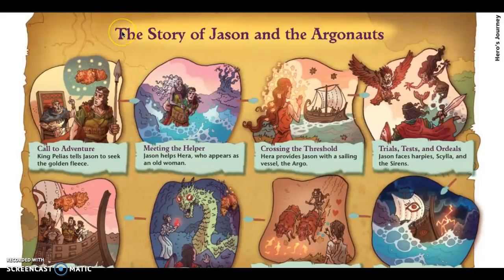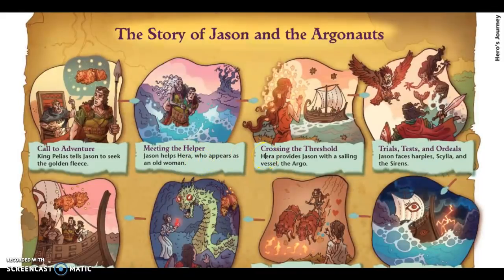This is a story called Jason and the Argonauts, a very famous myth from Greece. In this particular rendition or version of the story, we don't have an ordinary life or an ordinary world. We start with the call to adventure. King Peleus tells Jason to seek the Golden Fleece. Then Jason meets the mentor or the helper. In this case, it's Hera, queen of the gods, who appears as an old woman.